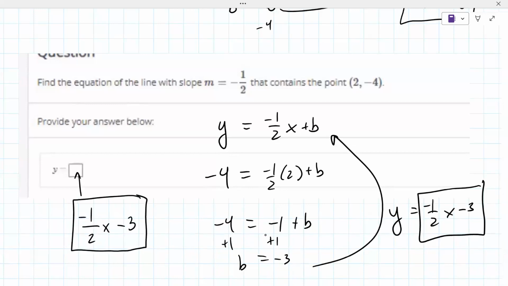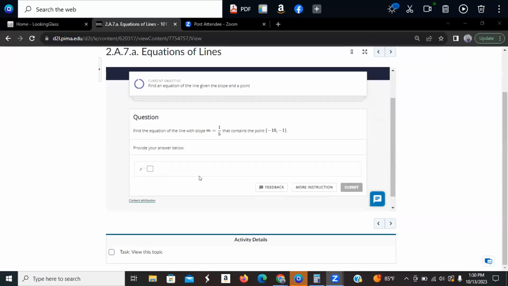Oh, I made a mistake. I forgot to put the minus sign next to the 4. I appreciate you trying this one on your own. I think you're doing okay. Okay, why don't you try this one on your own? It's a lot like the last one. I will also have the answer ready for you.